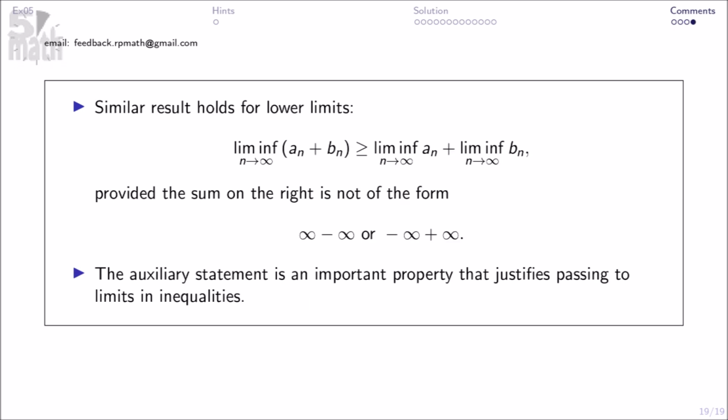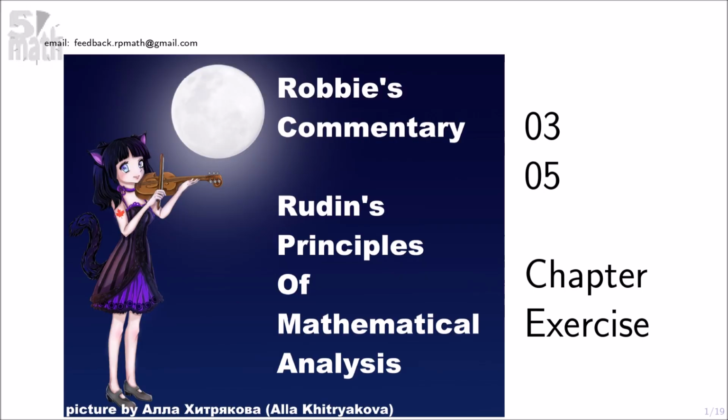A similar result holds for the lower limits, here, provided the sum on the right is not of the form infinity minus infinity or negative infinity plus infinity. The auxiliary statement is an important property that justifies passing to limits in inequalities. Thanks for watching.